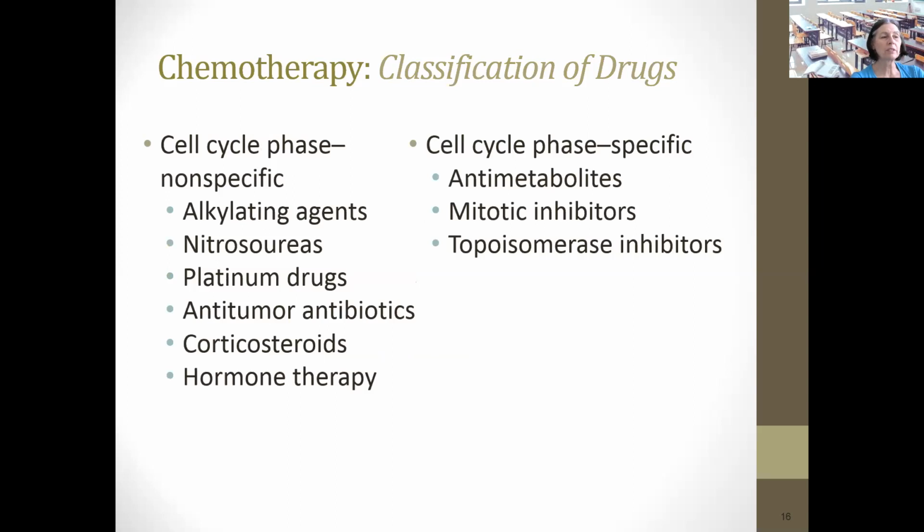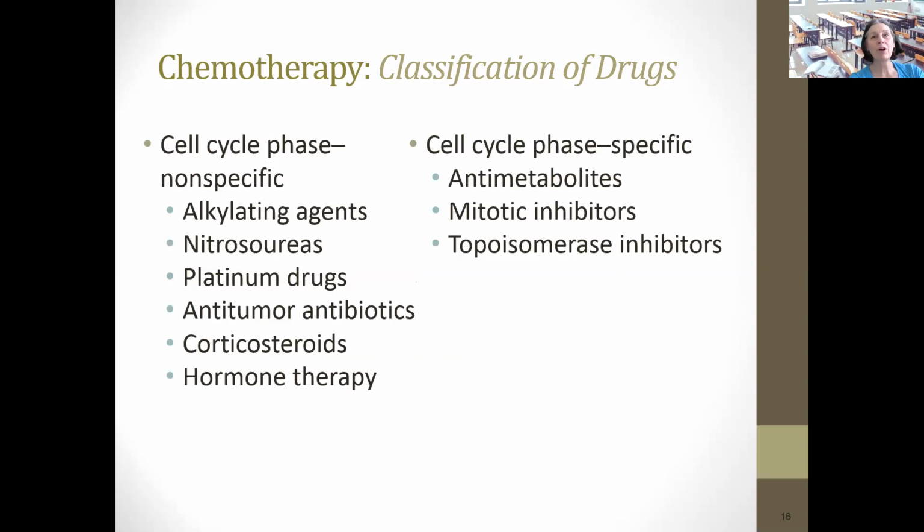The cell cycle non-specific drugs typically fall in the categories on the left-hand side of your screen: the alkylating agents, the nitrosoureas, the platinum-based drugs, anti-tumor antibiotics, corticosteroids, and hormone therapy are all non-specific. But we have antimetabolites, mitotic inhibitors, and topoisomerase inhibitors that are all cell cycle specific. Those are categories of chemotherapy.